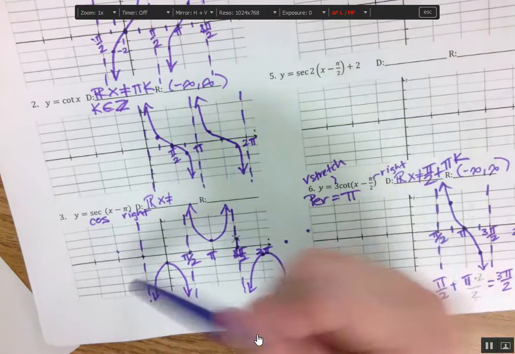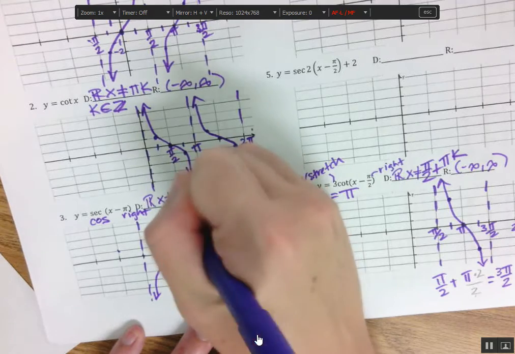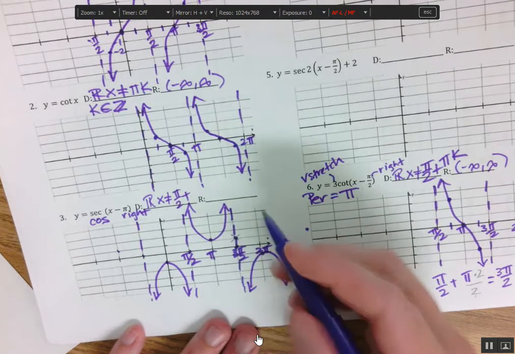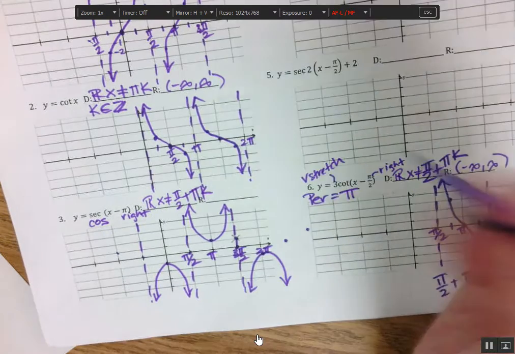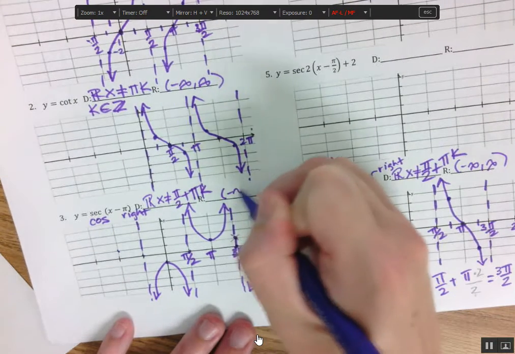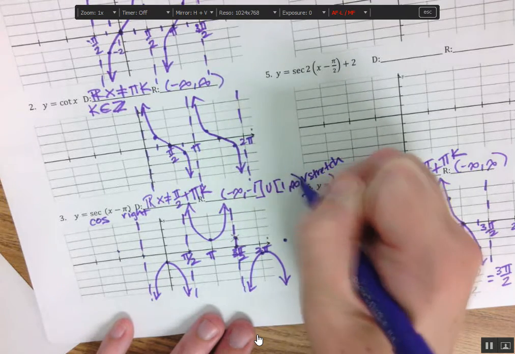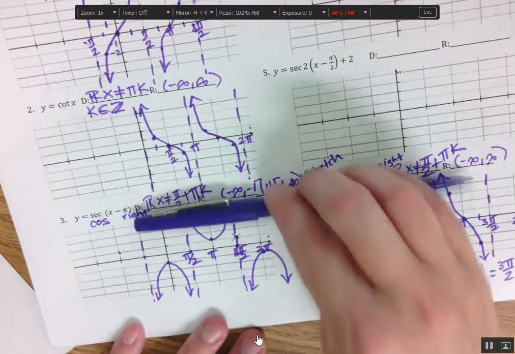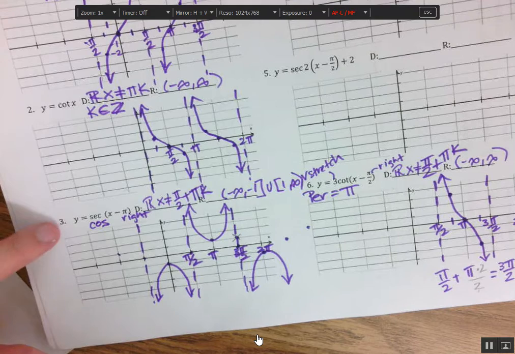Okay, so your domain is everything except not your first asymptote. Plus, what's the distance between the asymptotes? Pi, good. So not pi. Pi over 2 plus pi k, those are the asymptotes. Okay, and then your range negative infinity to -1 and 1 to infinity. For number 3, it's x is not equal pi over 2 plus pi k.